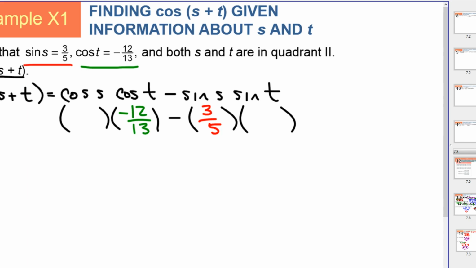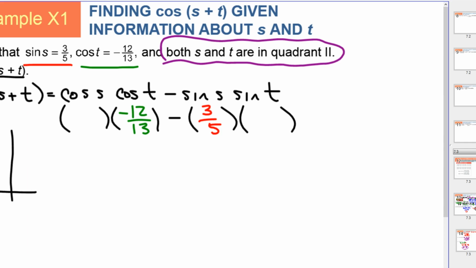What I'm going to have to do is what we did in chapter 5. They're describing a picture. So I think the easiest way to do this is to draw a picture. So s is in quadrant 2. I'm going to draw a picture of s in quadrant 2. So quadrant 2, and there's an angle s in quadrant 2. Okay.